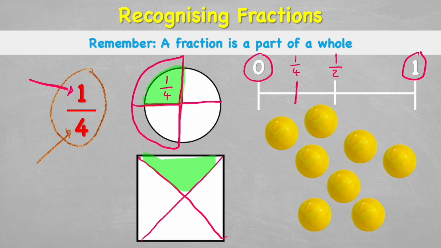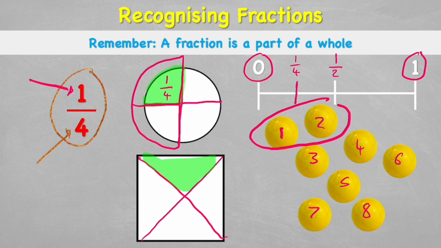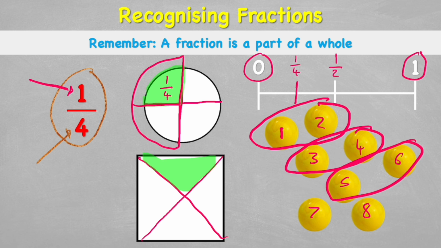Or if I'm trying to find 1/4 of these marbles, I can see that I have 8 again. 1, 2, 3, 4, 5, 6, 7, 8. So when we have this group of 8 marbles, if I want to find a quarter, I've got to split them into 4 equal groups. And I can see that I can do that by putting 2 together. That would be 1 group, 2 groups, 3 groups, and 4 groups. So 1/4 would be 2 marbles.